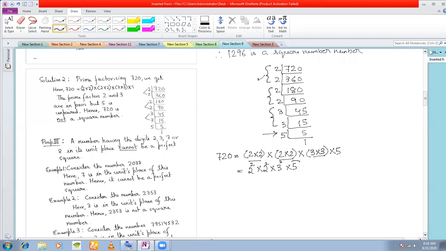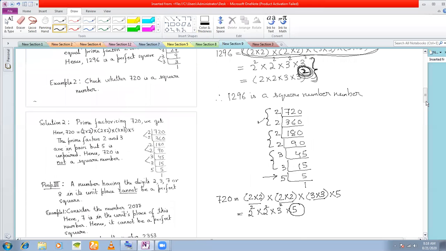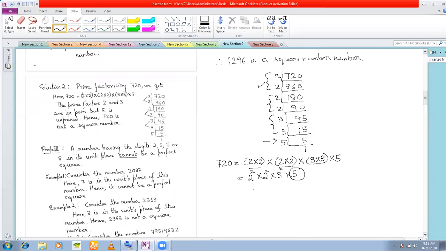So what you see is that the power of 5 is not 2 here. The power of 5 is 1 here. That means I cannot write this number in this manner. Can I write the number in this manner as a power of 2? No, because the power of 5 is 1. So this means clearly 5 is an unpaired prime.